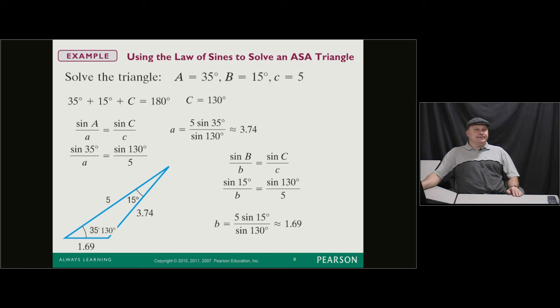Now let's look at this triangle a little bit more closely. Which is the smallest angle? Yep, 15 degrees. What's the smallest side? 1.69. Make sure you have a warm fuzzy feeling inside. So when that's the case, you know you're probably on the right track.